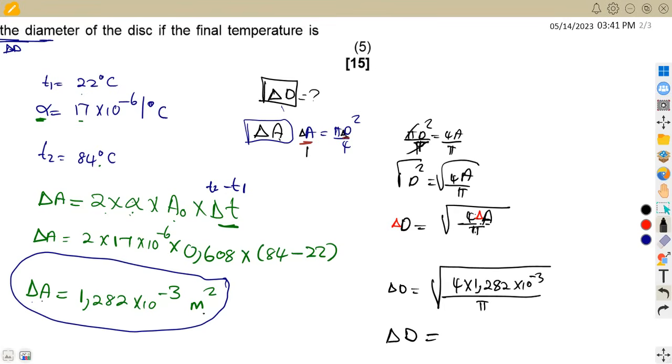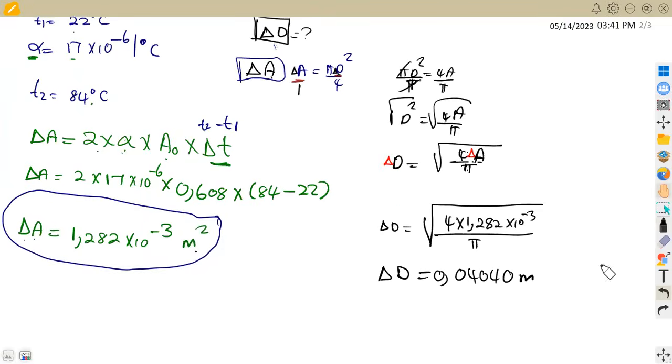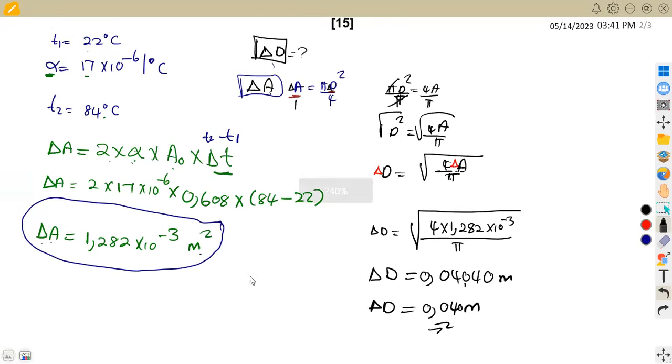Having our values in square meters, that means our diameter in this case is going to be in meters. So that's 0.0400 and so on in meters. So if you round off to 3 decimal places, our change in diameter is going to be 0.040. The 0 at the end is not going to affect, so that's 0.04 in meters. All right, so that is what you're given in this case.